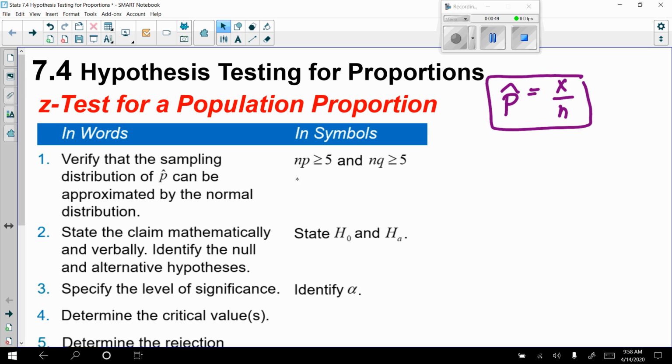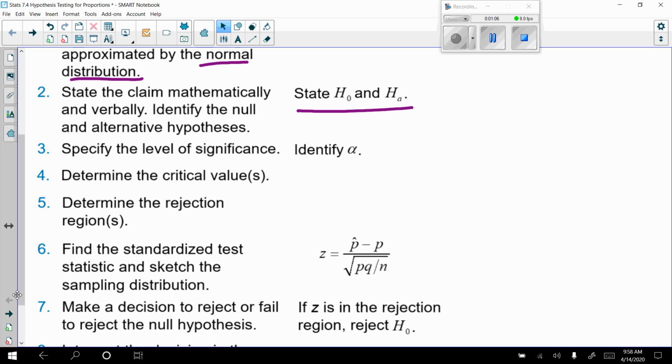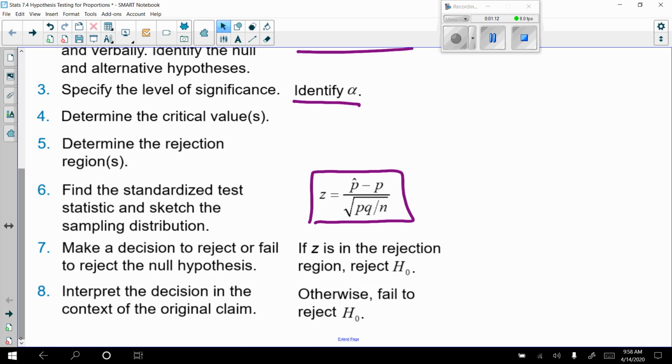In order to check the conditions, you need to make sure that not only is it approximated by a normal distribution, but that it's random and that np and nq both are greater than or equal to 5. You're going to state your null and alternate hypothesis just like you did for the means. You're going to have an alpha level. Your z-score is found by using this equation, just like before, where the standard error is found by taking the square root of p times q divided by n. But otherwise, you do the steps exactly the same way, except we're using a proportion instead of a mean.